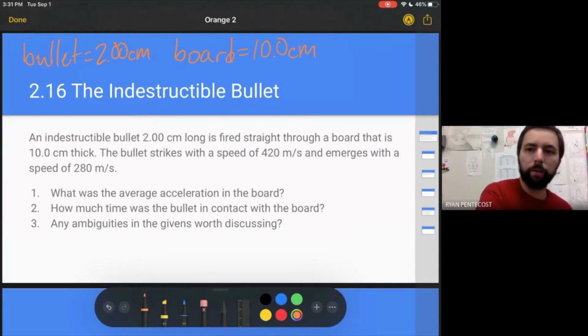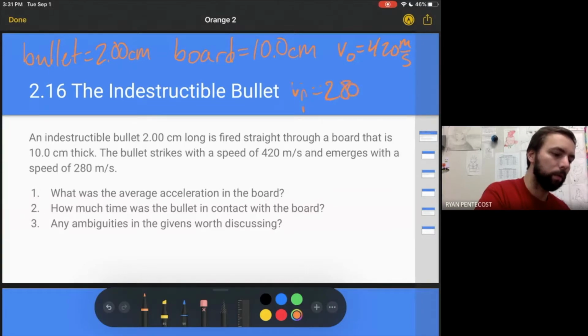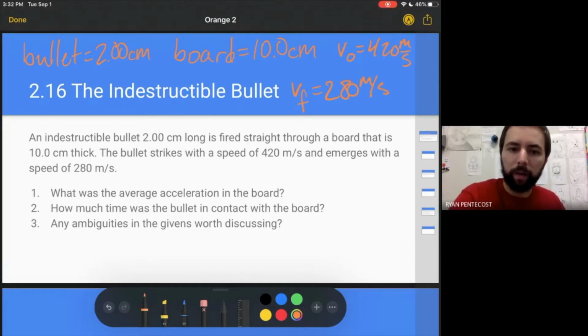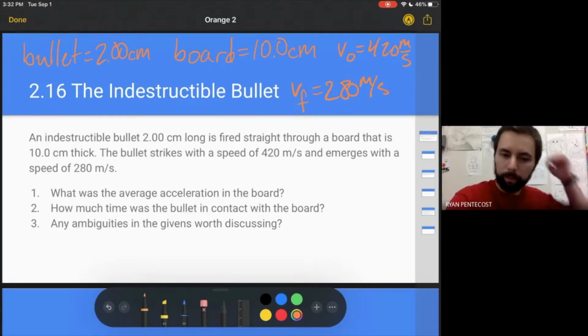It strikes with a speed of 420 meters per second, so we'll call that v naught. And then it exits the board at 280 meters per second, so that'll be our final velocity. Now, what was the average acceleration in the board?